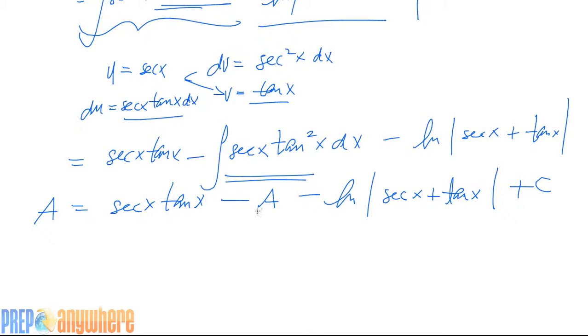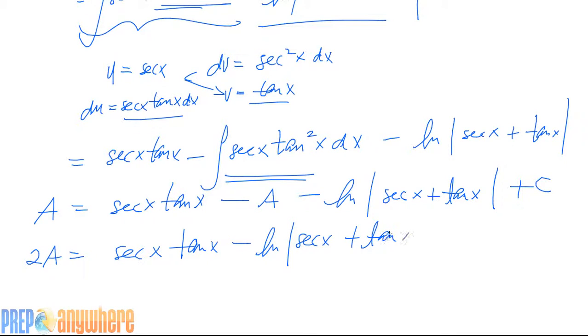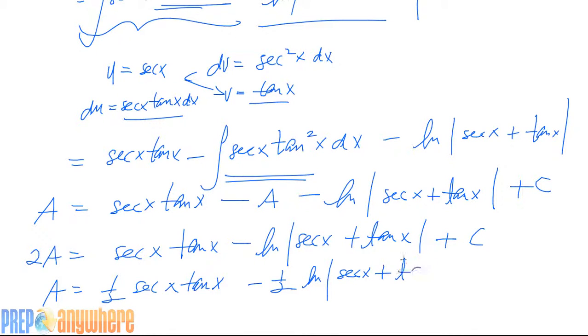Now we just have to bring this A over and you get 2A. So this is one of the tricky integration by parts examples. The final step is to just divide everything by 2. So we have half of secant x tangent x minus half of ln of secant x plus tangent of x, and I'm going to say some other constant here, maybe constant c1. It's just c divided by 2.